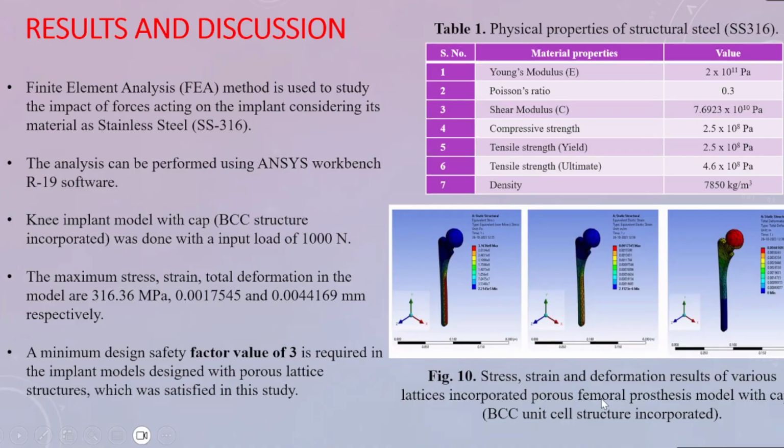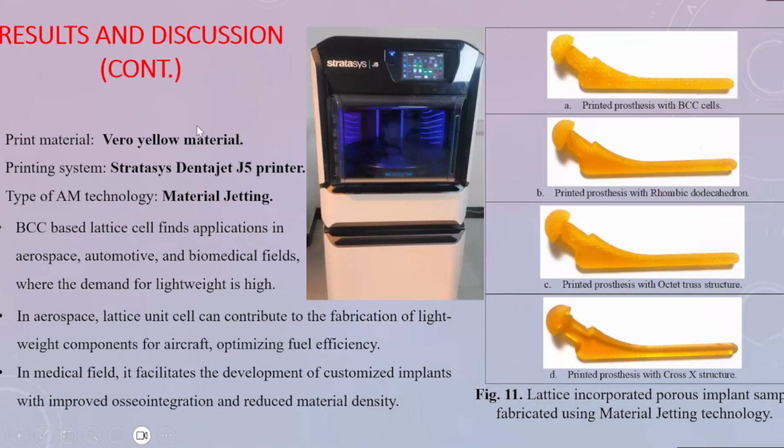We did some load analysis in that using a software called ANSYS Workbench. Then we found a factor of safety of 3, and came to the conclusion that BCC is providing much better performance. Then we printed those lattice structures, because they have very high intricate geometries, and there are some machines which can print those geometries.